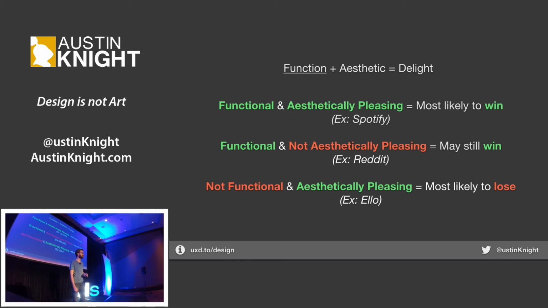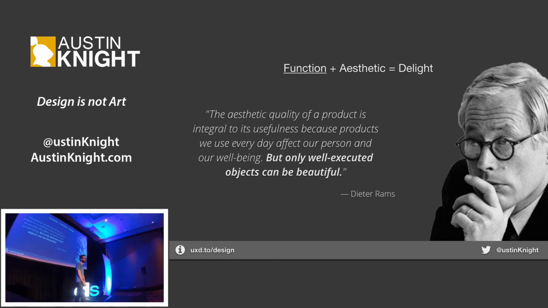There are also a lot of examples of these out there. Ello is a pretty good example, a product that was beautiful, but nobody really knew what the value proposition was. Nobody really knew what it was meant to do. Dieter Rams has a quote for this. And essentially what he's saying here is that aesthetics are extremely important. But without well-executed function, nobody will be able to appreciate the aesthetic value.